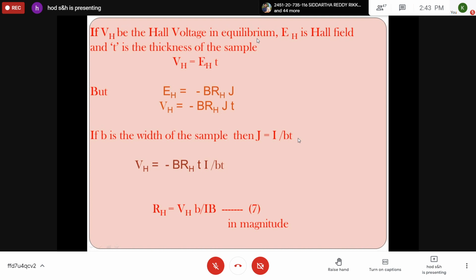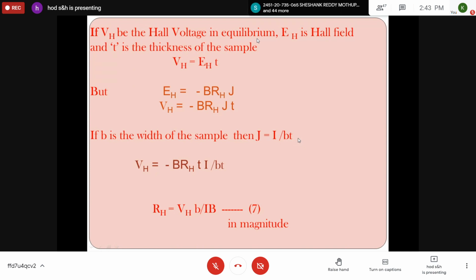In equation 7, three known values are there: b, which is the width of the sample, I, the current, which is a known value, and capital B, the applied magnetic field. So you know these three values, and VH can be measured by doing this experiment. A semiconductor is taken, current is allowed to pass through it, the current value is known, and it is subjected to a transverse magnetic field, whose value is also known. Then some voltage is developed. The voltage can be measured with the help of a voltmeter, which is nothing but the Hall voltage. Once the Hall voltage is measured, you can calculate RH by equation 7 because all the remaining values are known.